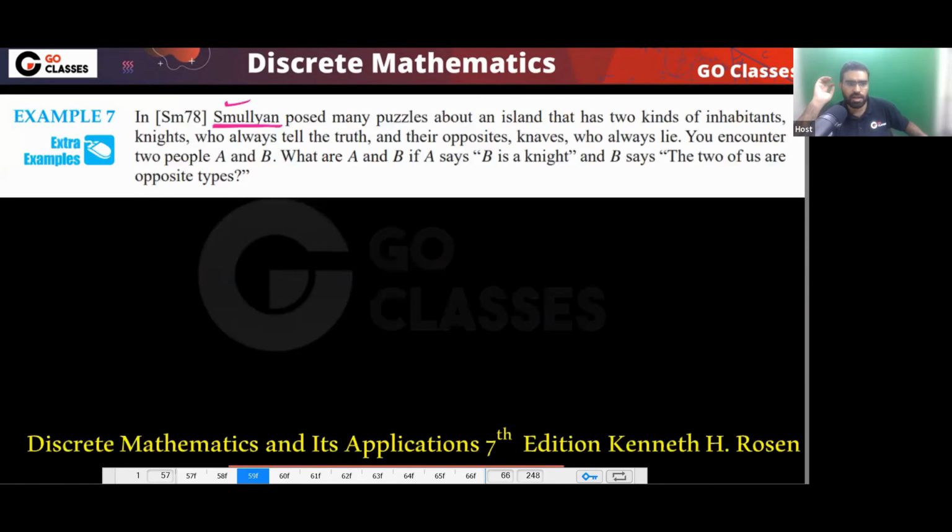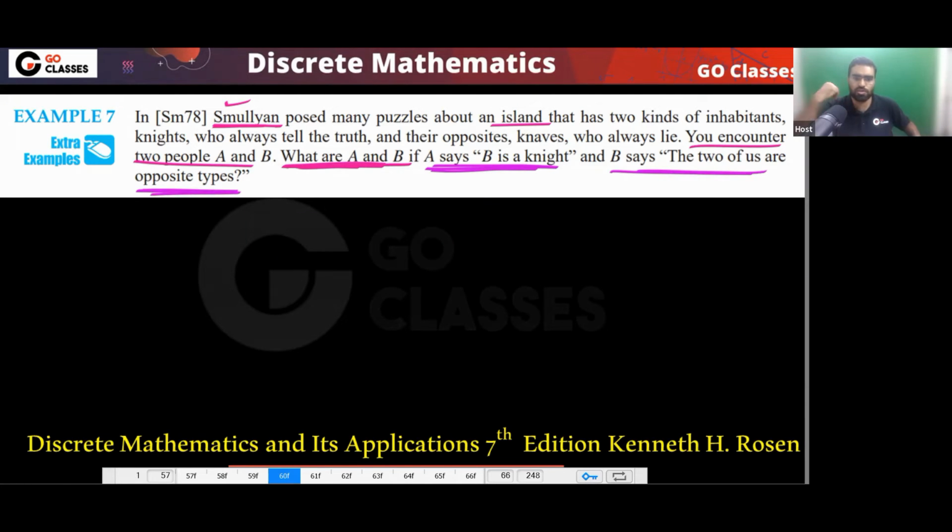Now the question is saying, see the question. You encounter two people, A, B, on this island. What are A, B? You need to find it. Are they knaves, knights? What are they? A says B is knight, and B says two of us are opposite types.